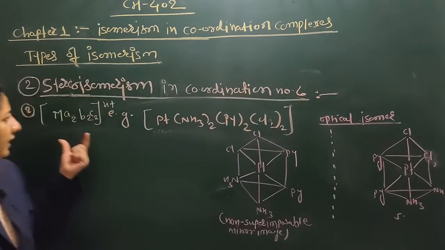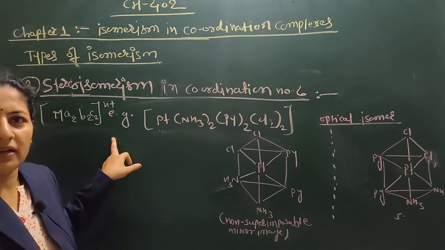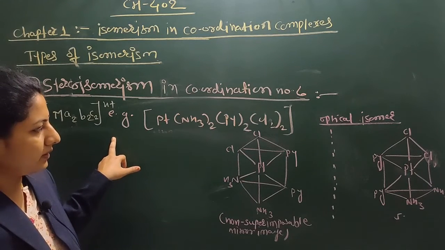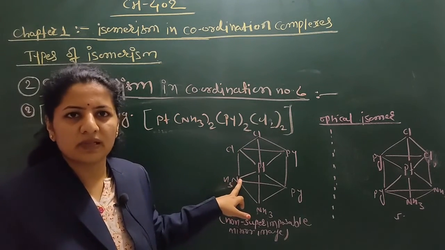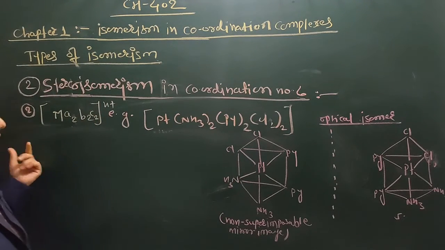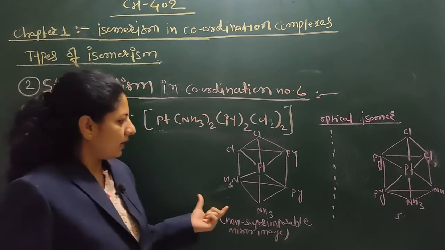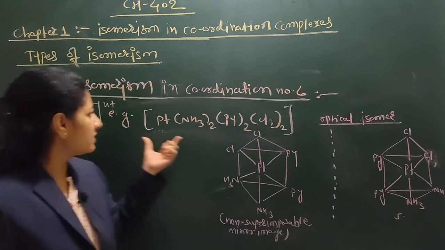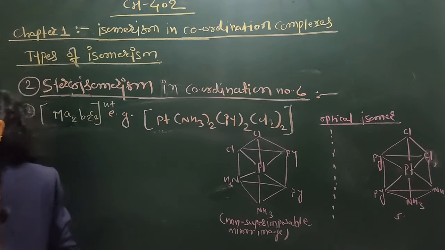So here in that type, that is Ma2B2C2, there will be 5 geometrical isomers and 1 optical isomer possible. So now let's discuss the next type. So this is geometrical and this is optical isomerism, which is possible in this Ma2B2C2. So now let's discuss the next one.